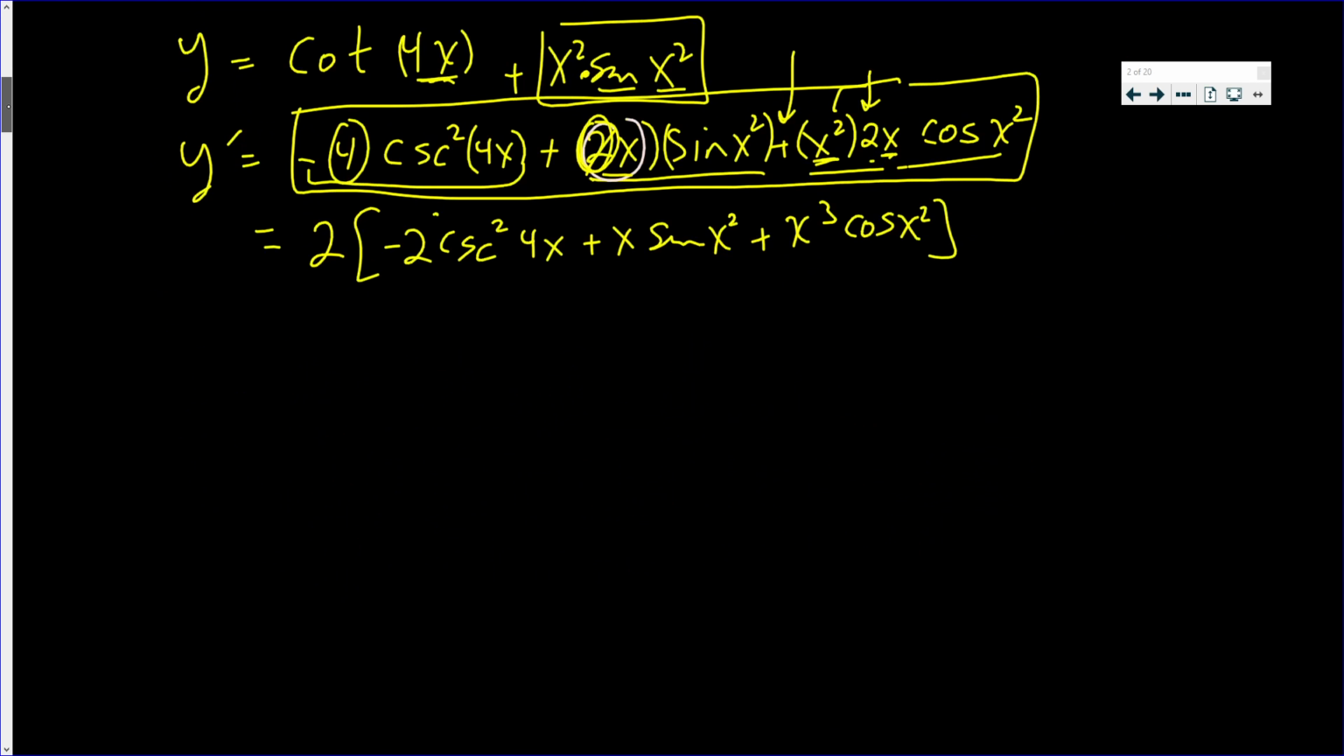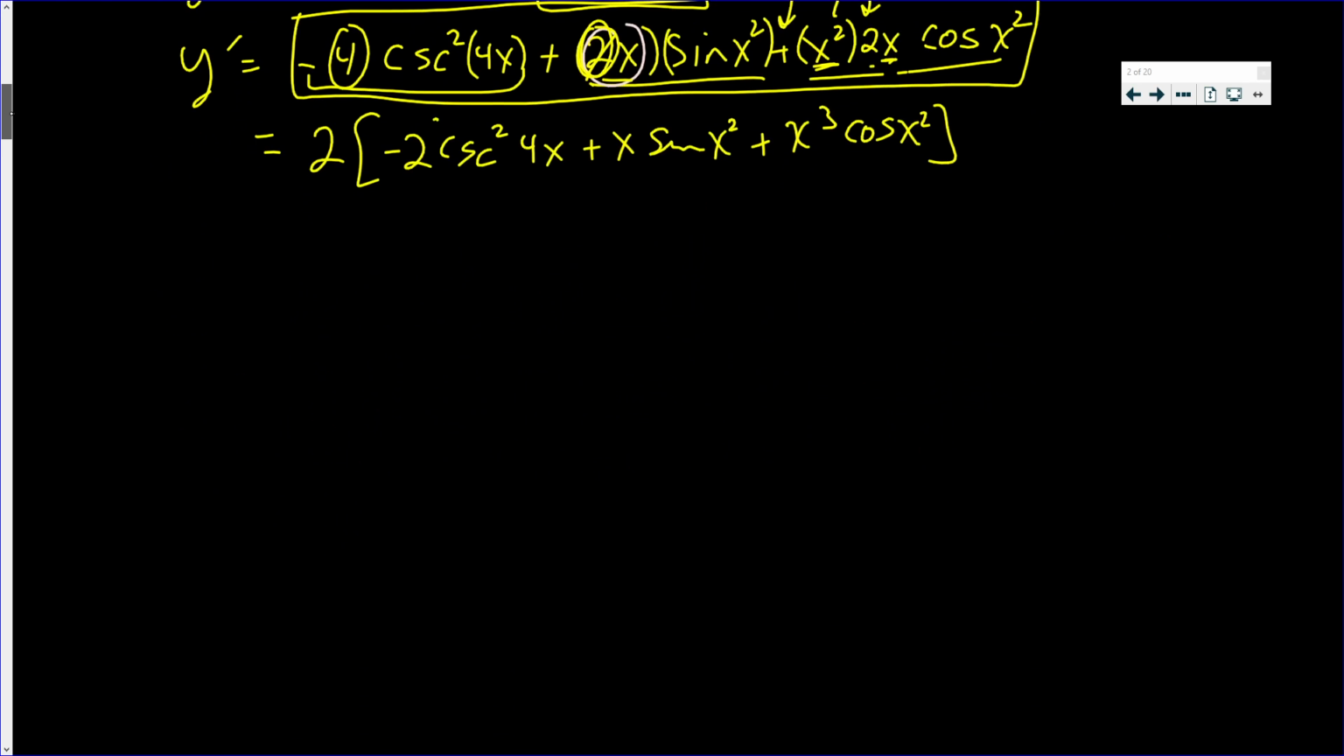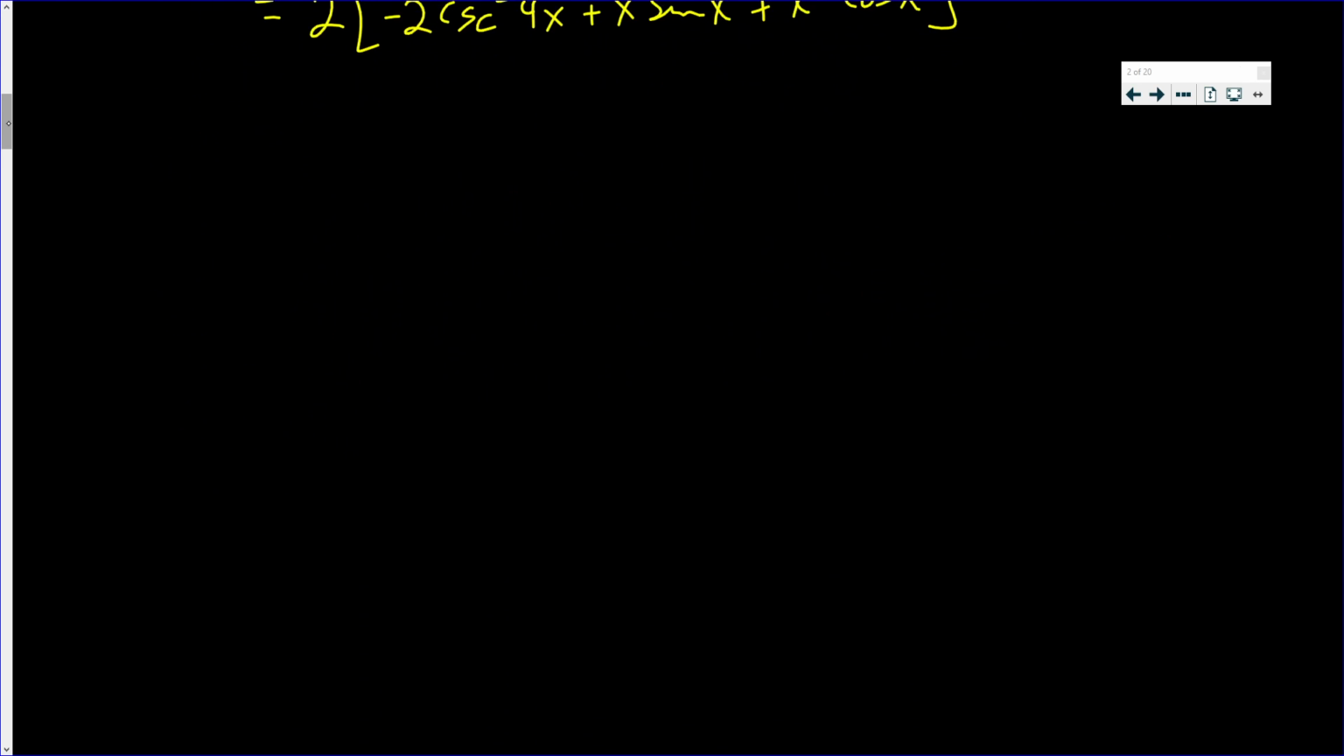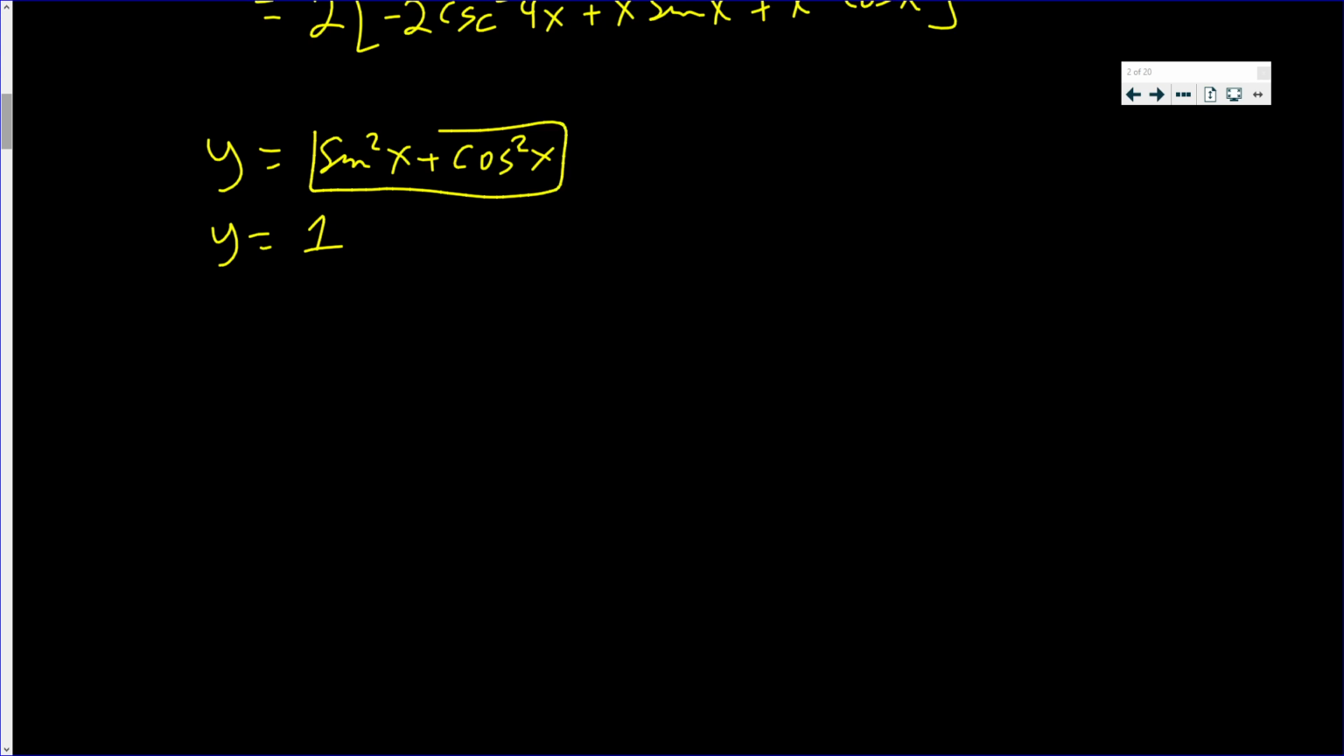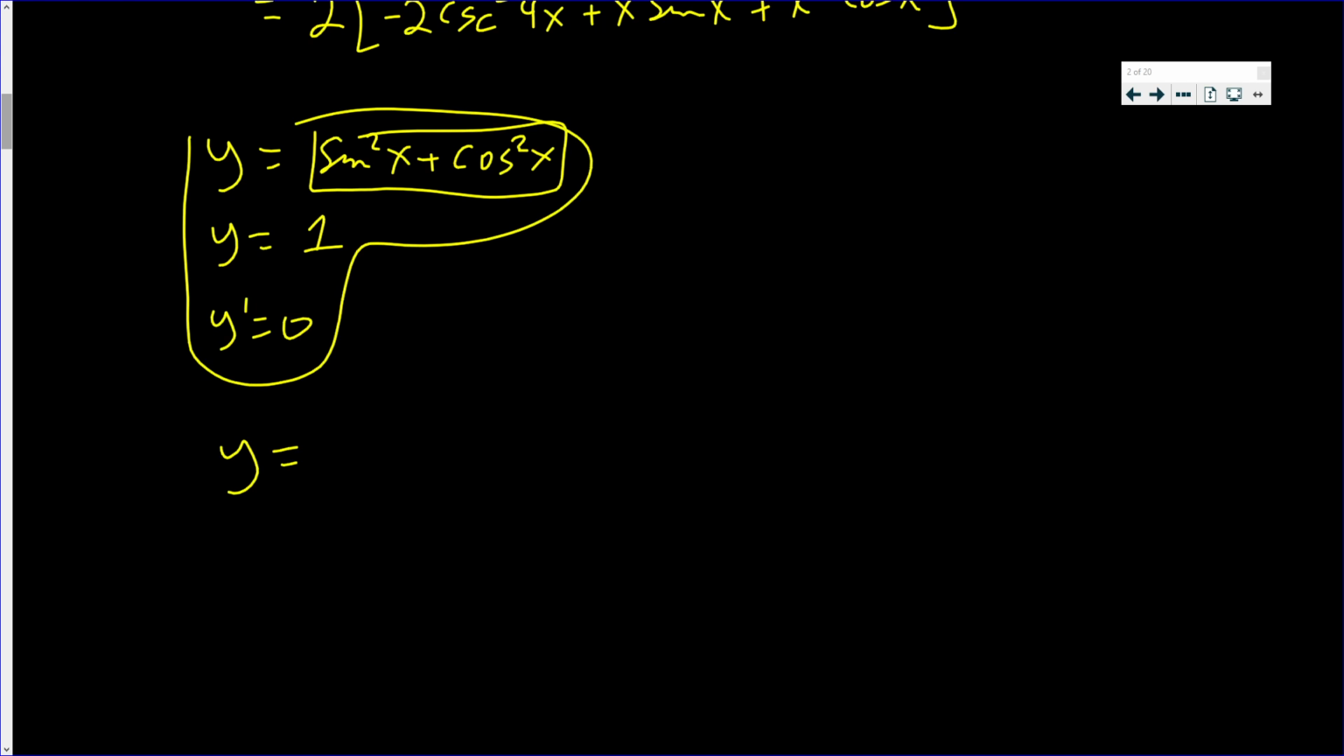If somebody asks you this problem, you should be very thankful. If somebody said, calculate the derivative of sine squared x plus cosine squared x. Well, first you do your algebra or trig and you say, that's 1. And the derivative of 1 is 0, and be on your way, and that's it. If you didn't know this, this is the price you have to pay.